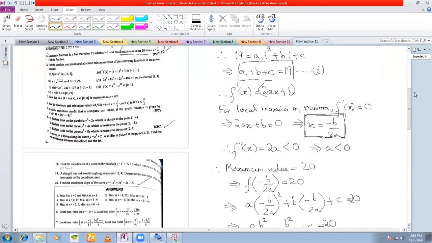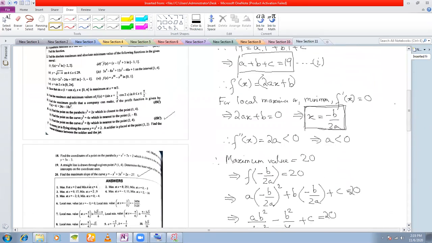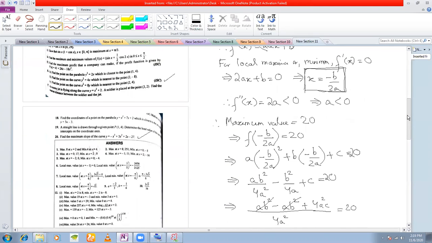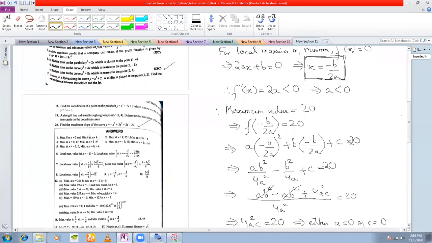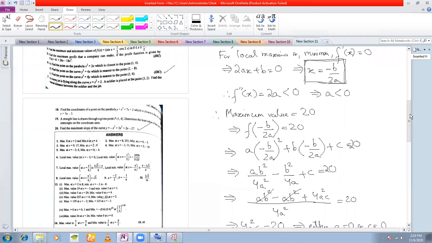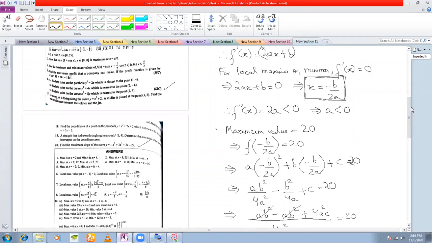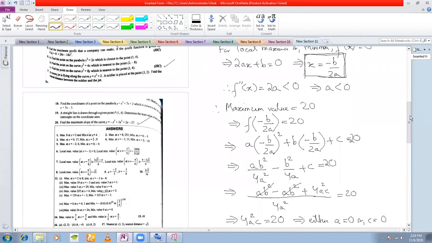Then I think a x square plus b x plus c, f dash x, you have got 2ax plus b, and x is equal to minus b by 2a. So f double dash x is 2a. And the maximum value is 20.